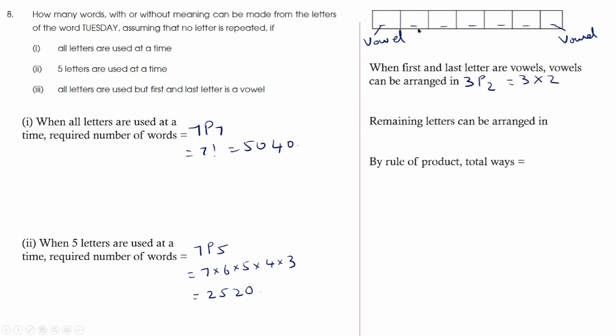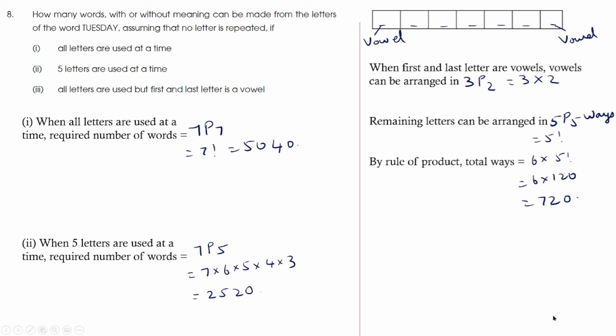And now the remaining places are 1, 2, 3, 4, 5, and the remaining letters are 5 letters. So the remaining letters can be arranged in 5P5 ways, which is equal to 5 factorial. So the total ways is equal to 6 into 5 factorial. 5 factorial is 120, so this is 720.